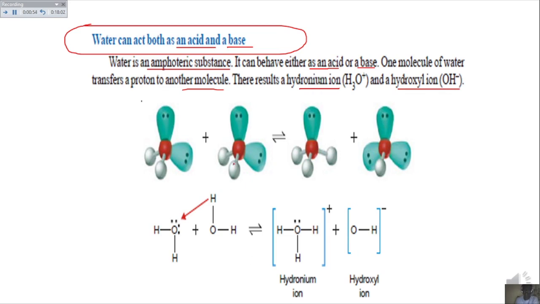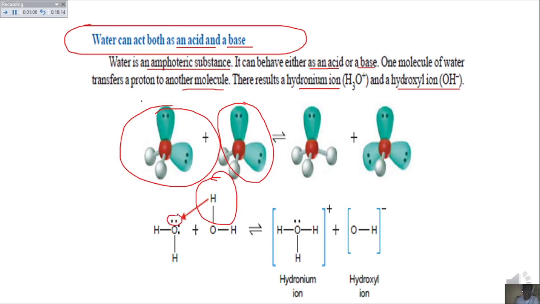How does it happen? When you look at this one molecule of water and this another molecule of water, the proton from this one molecule of water is being transferred to this particular molecule of water. When you look at the proton, this H+, it has an empty orbital, and this molecule has a lone pair of electrons. The lone pair of electrons will be donated to this proton from this particular molecule of water. Because it's transferring its proton to this particular molecule, this one becomes an acid.